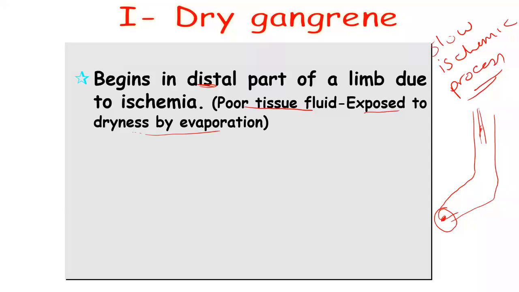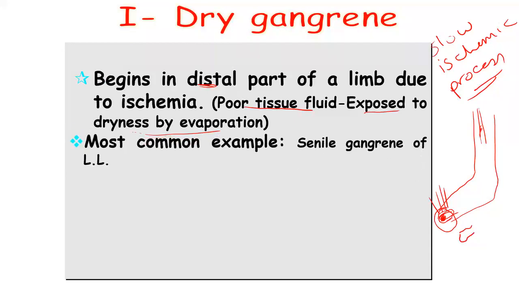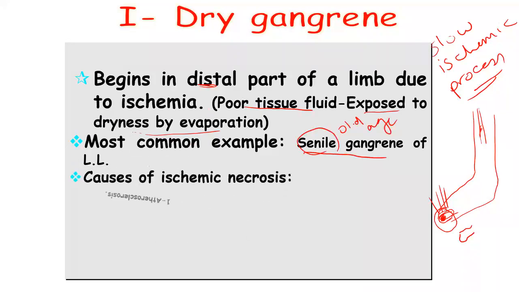At the same time it is exposed to evaporation because the person walks barefoot too, so it is exposed to dryness by evaporation. And so this part of the toe is associated with evaporation, and it will be very dry. It looks like that. It is very dry and irregular with thick wrinkled skin. The most common example is senile gangrene of the lower limb. Senile means in very old age, usually in the lower limbs.